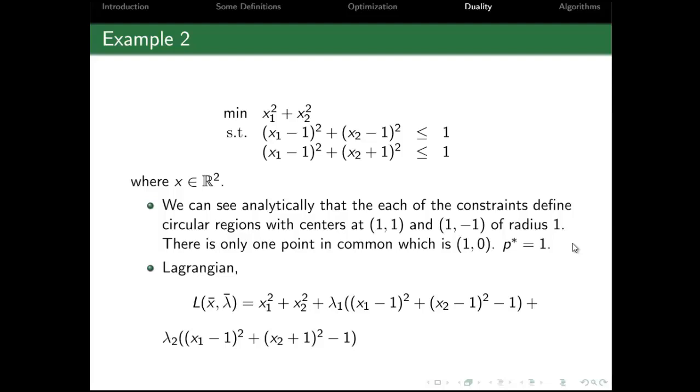But now let us do the analysis which you have learned on how to do and try to arrive at the same answer. When you have a convex optimization problem, or for that matter any optimization problem, the first thing you do is write down the Lagrangian. Here the Lagrangian will be x1 square plus x2 square plus lambda 1 times the first constraint plus lambda 2 times the second constraint.